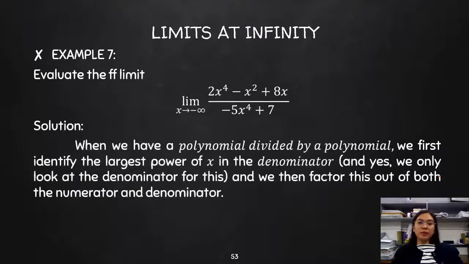So what do we do? We first of course simplify the function. How do we do this? When we have a polynomial divided by another polynomial, we first identify the largest power of x in the denominator. And yes, may I reiterate this, to look at the denominator. And we factor this out, both of the numerator and the denominator. Sa denominator lang tayo titingin. And whatever is the largest power of x in the denominator, that's what you will be factoring out.